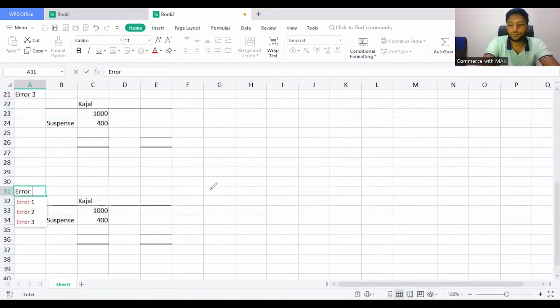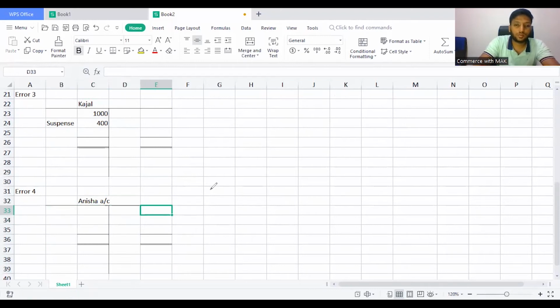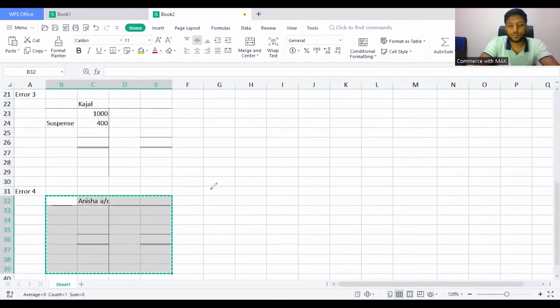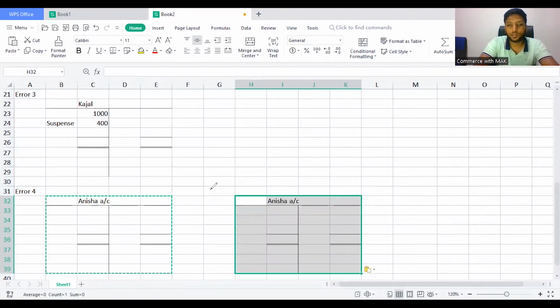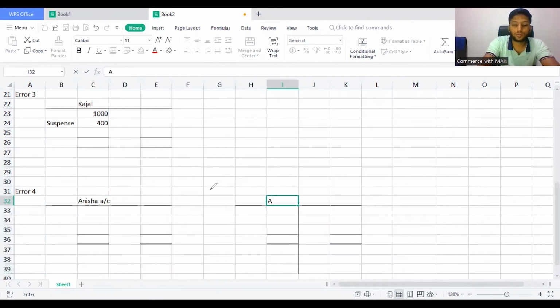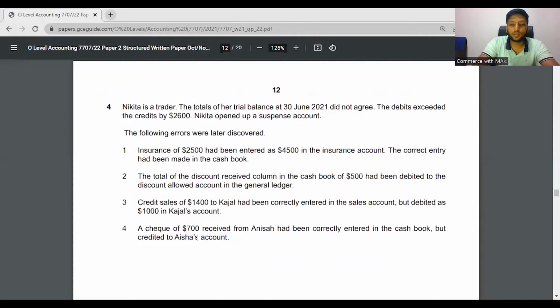Error 4. Anisha account. Then we should open up another account. What is the account's name? Aisha's account. Okay, now we can see here in the question they are saying a check of 700 received from Anisha had been correctly entered in the cash book but credited to Aisha's account. So they have taken it on the credit side of Aisha's account, 700.